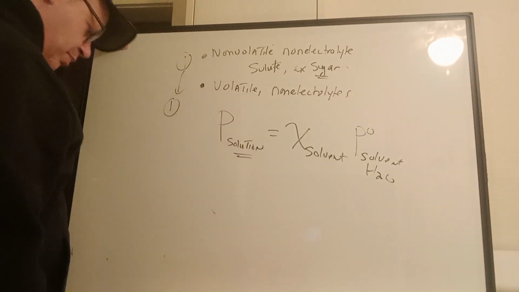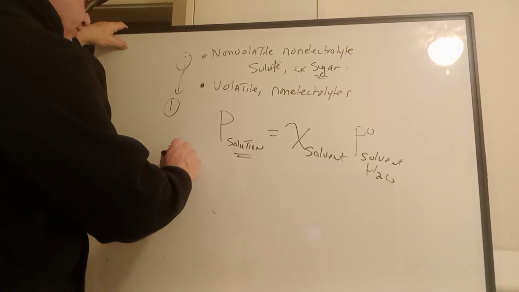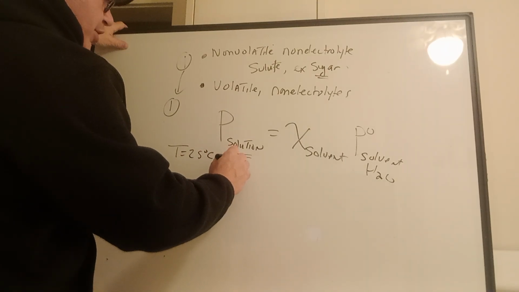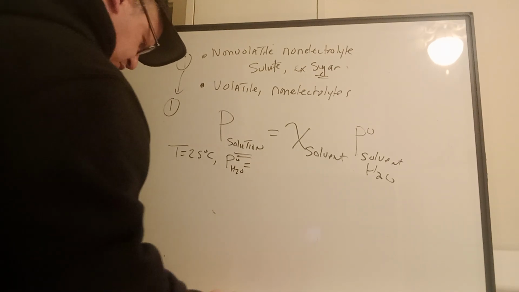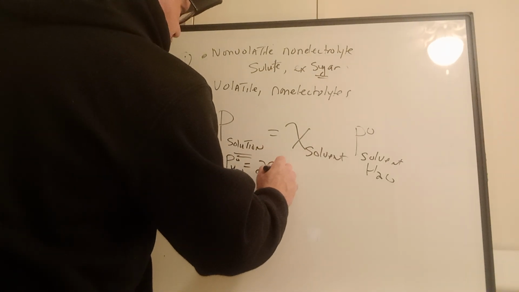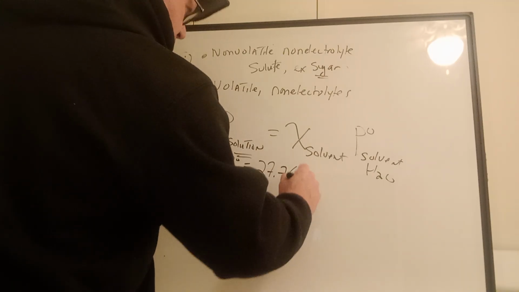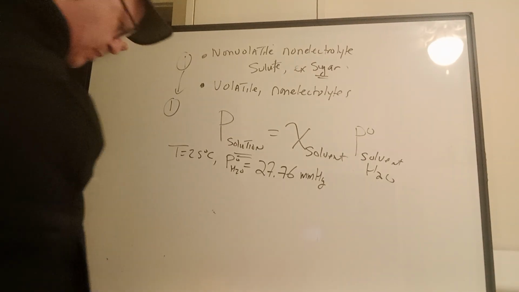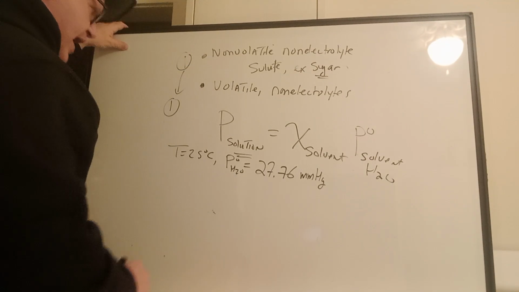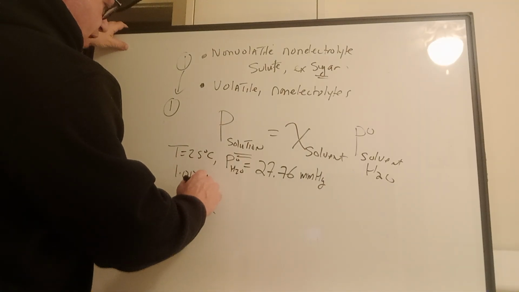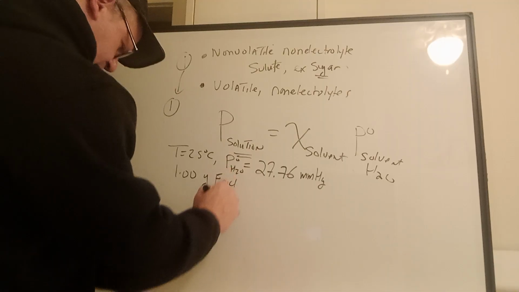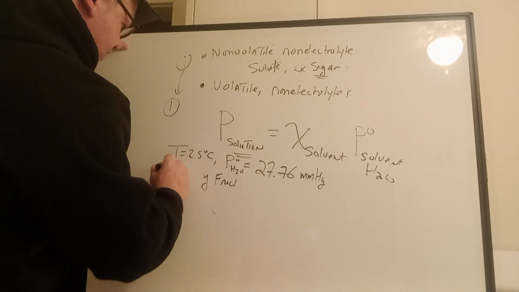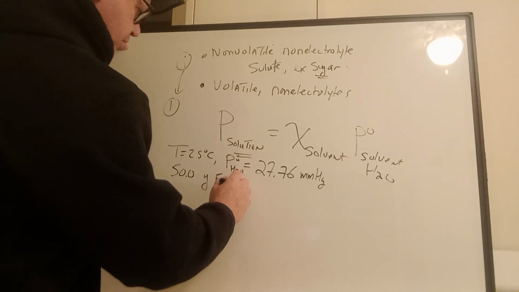So let's work a problem. At 25 degrees Celsius, the vapor pressure of pure water, and I had to look this up, is approximately 25.76 millimeters of mercury. That's a unit of pressure, just a nice scaling for this type of problem. If we have 1 gram of fructose, actually let me jack that up a little bit. I changed it to get a more appreciable effect. So let me make that 50 grams of fructose, fruit sugar.